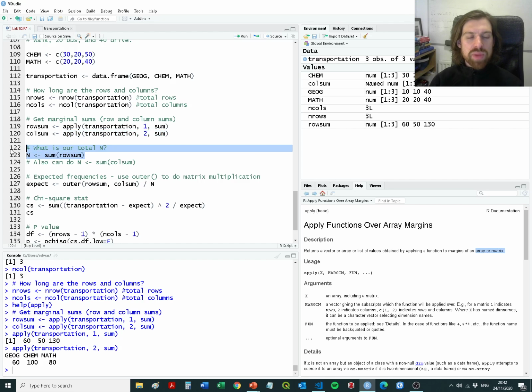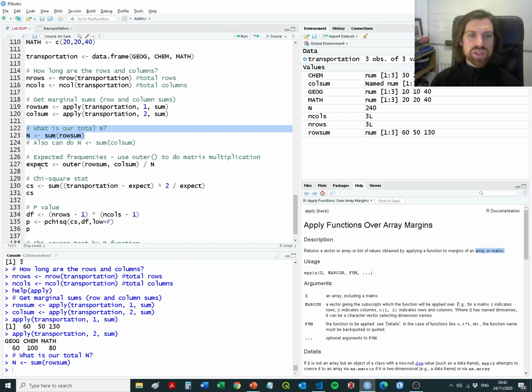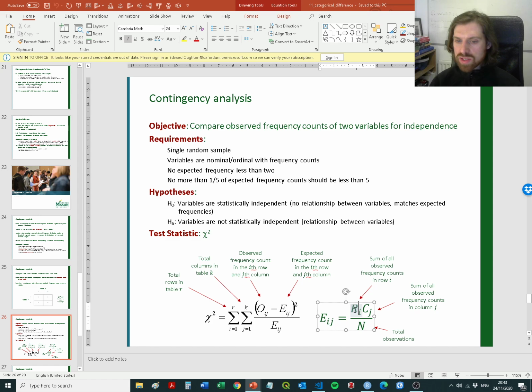We also need to make sure that we've got the total n, which is just telling us the sum across all of the different cells within our matrix. And then what we want to do is get the expected value. So that's this calculation down here. We want to calculate this numerator, which is the Ri value, the sum of all observed frequency counts in row i. We need to multiply that against the sum of all observed frequency counts in column j.